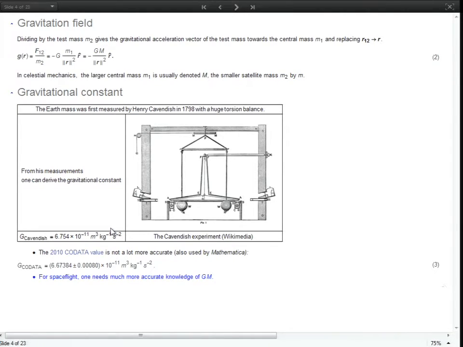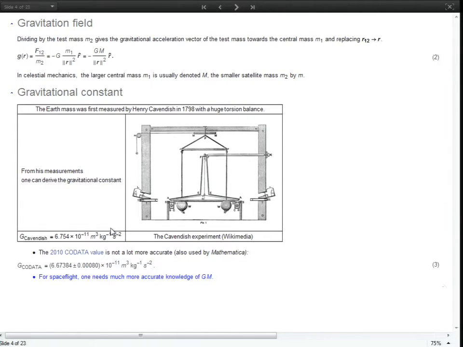As I said, he wanted to measure the Earth's mass first, but you can derive the gravity constant from his measurements, and you get this value, 6.7 times 10 to the minus 11 meters cubed divided by kilogram by second squared. And the most recent 2010 CODATA value is not a lot more accurate. It contains just basically two more digits. And this is the worst known physical constant in the universe.